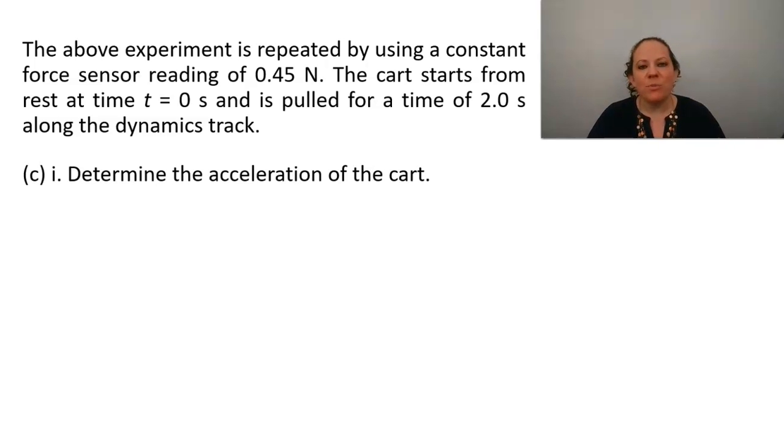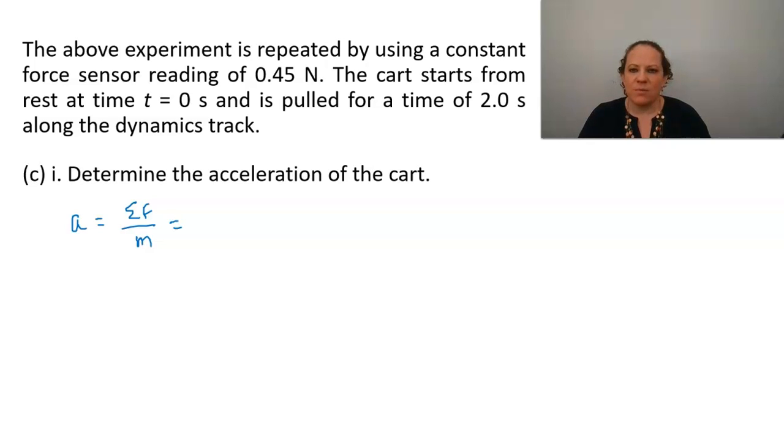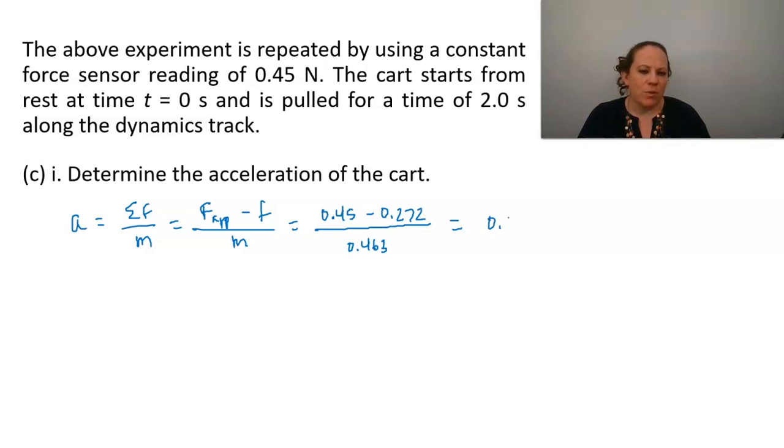The above experiment is repeated by using a constant force sensor reading of 0.45 newtons. The cart starts from rest at time t equals 0 seconds and is pulled for a time of 2.0 seconds along the dynamics track. C part 1, determine the acceleration of the cart. My thinking on this is that acceleration will be equal to net force divided by mass. So that's going to be the applied force minus the frictional force divided by the mass, and that gives a value of 0.376 meters per second squared.